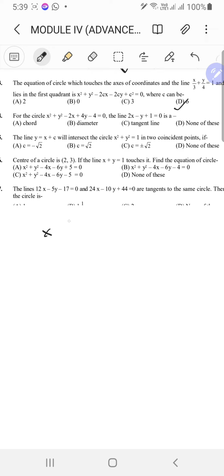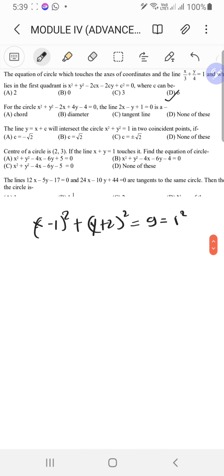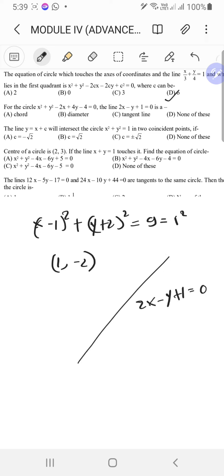So like this is x minus 1 squared plus y plus 2 squared is equal to, so what is this? 1 plus 4 is 5, and then 5 plus 4 is 9, so that is r squared. R is 3. Nice. We know the radius, we know the center is 1 comma minus 2. Okay, and this is the line 2x minus y plus 1 equal to 0. So what's this perpendicular distance?